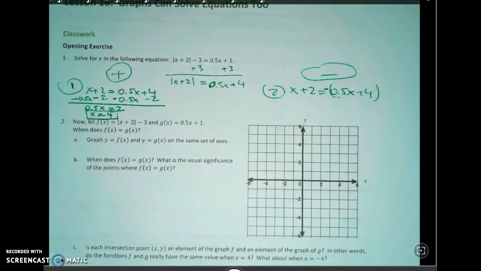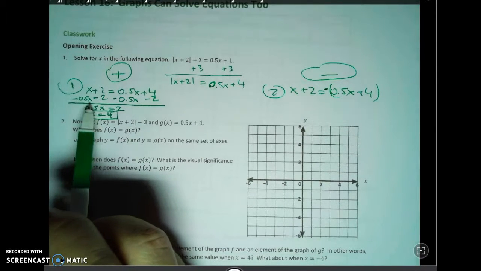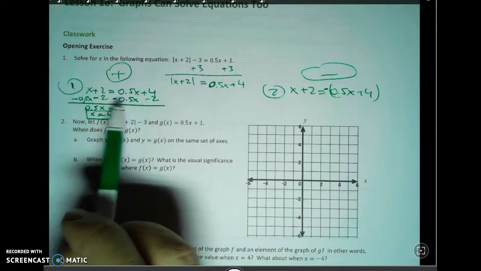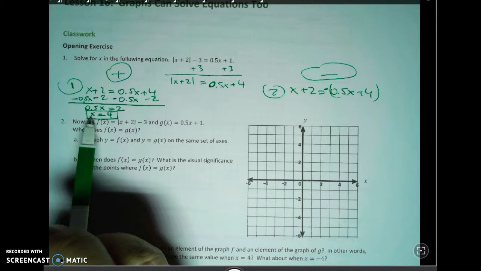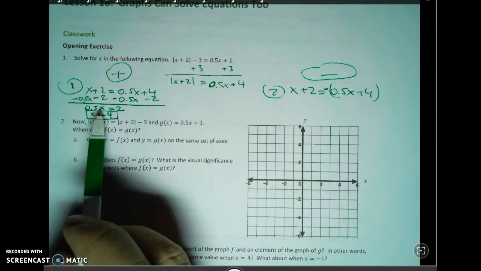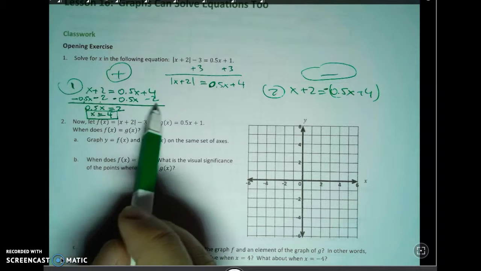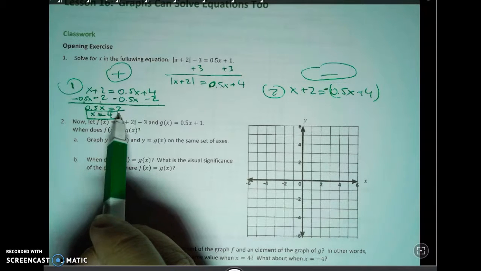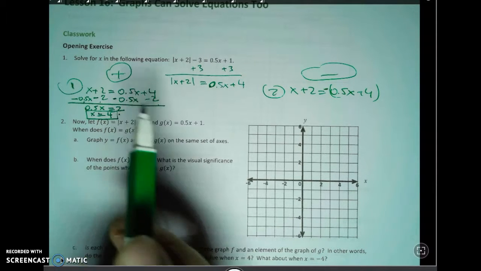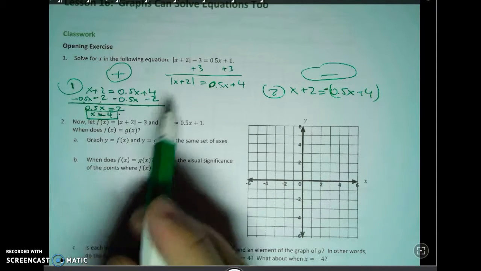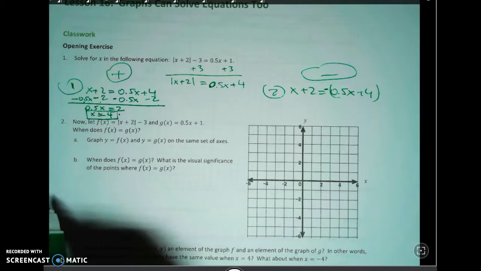In the positive direction, I want to isolate the x. So I subtract 0.5x on both sides, and then I subtract 2 on both sides, and I end up with 2 on the right. Okay, so x equals 4. So basically I just solved for x from that equation.